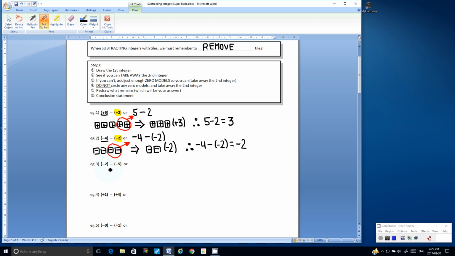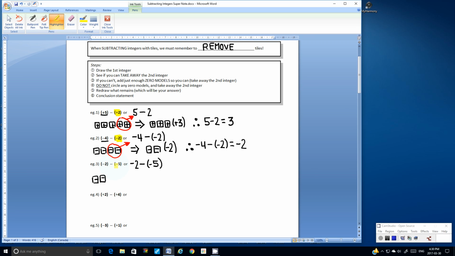All right, so -2 subtract -5. So let's rewrite this in standard form. The first integer is negative, so we can take off the brackets. So we'll have -2 subtract. The second integer is -5, so we need to keep the brackets because it's the second integer in the question. All right, so let's draw the first integer. Step 1 is always, let's draw the first integer. All right, so we've got the -2.